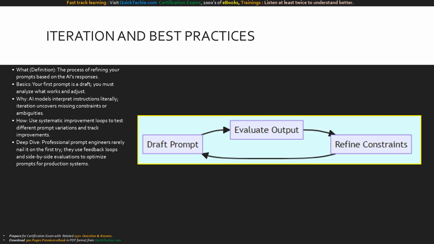This simple loop is your key to mastery. Draft the prompt, evaluate the AI's output, refine your constraints, and repeat. Iteration is where good prompts become great prompts.